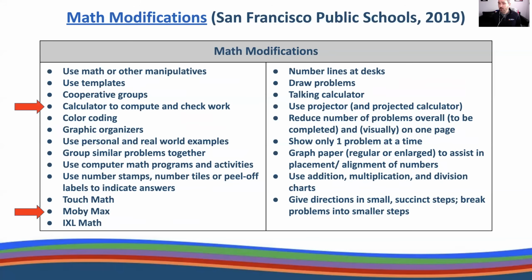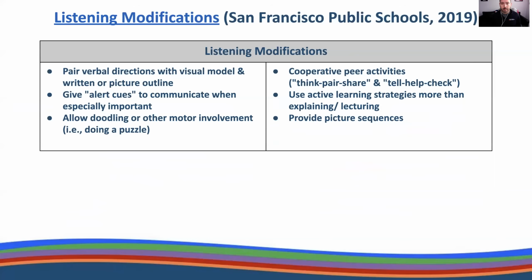There are some online programs like MobiMax or IXL Math. Can they participate in those programs to fill in the gaps to help them get closer to grade level? Can we reduce the number of problems overall to be completed? And visually, can we make it fewer problems on one page? Can we, for example, if we're doing triple digit math, have students do double digit math instead, right? We're making it more accessible to that student.